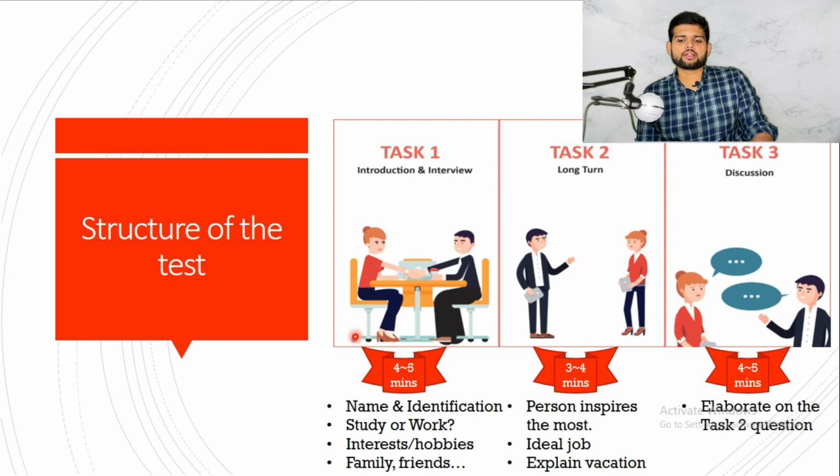Then later on in task 2, they'll give you one cue card, and they'll give you 1 minute of time to prepare yourself. Over there you need to just think about some ideas and talk for a minute or so. In between they will not be interrupting you. After the completion of 1 minute, they'll interrupt you, and they will ask something about that question in the discussion section, that is task 3. And they'll ask you for elaboration on some of the topics which you have covered in your task 2.